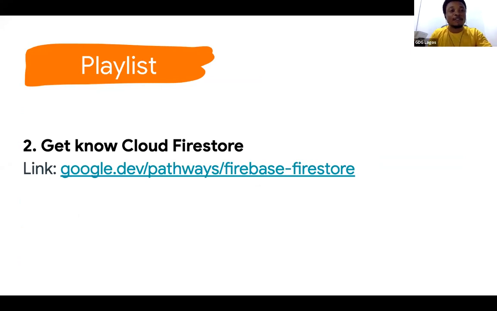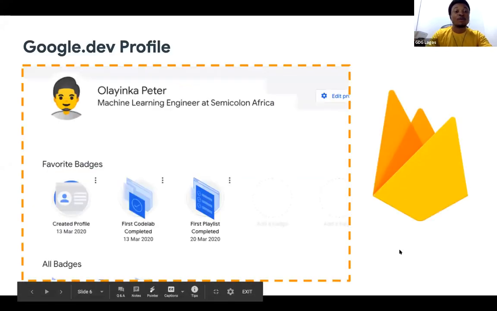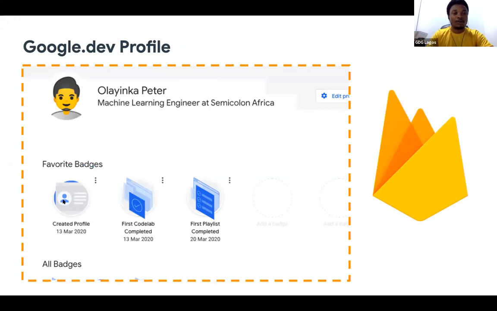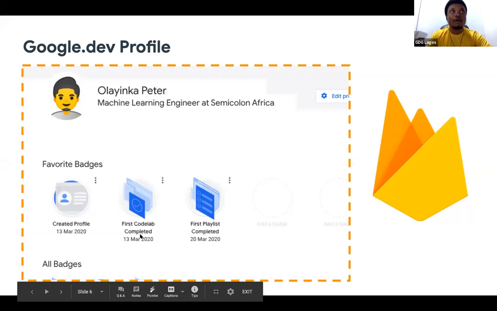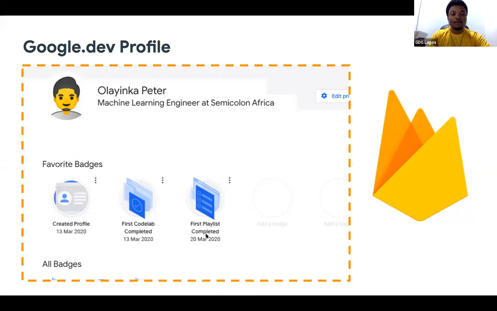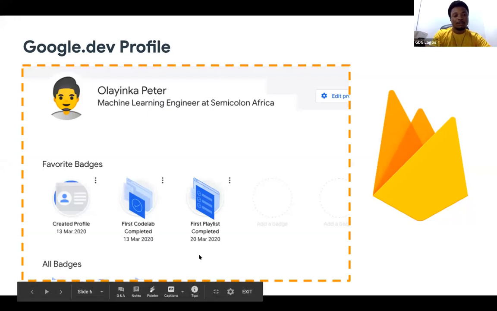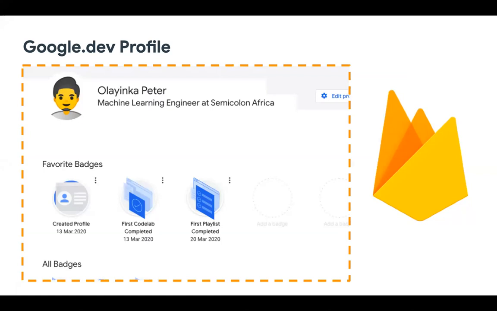As soon as you complete the first code lab and the first playlist, you see the badges added to your Google.dev profile. So you first have to create the profile, then you complete the code lab, and then you complete the playlist. All three should give you these three badges. Then you're supposed to take a screenshot of your Google Dev profile with the complete badges and share that on Twitter. And then we would send you a DM collecting your address where we should deliver the Firebase t-shirt to. Yeah, that's about it.